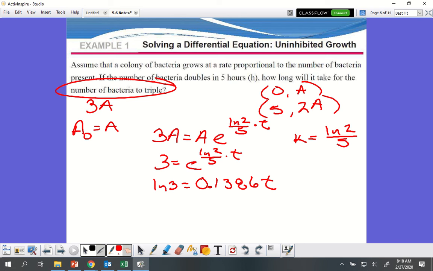So, all right, now from here, what am I going to do to try and get t? Divide. Go ahead, divide.